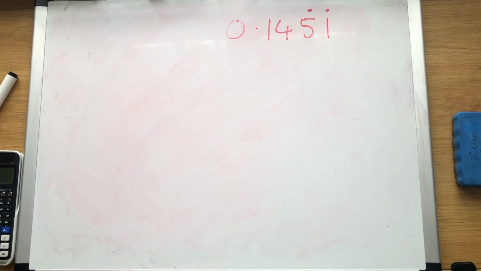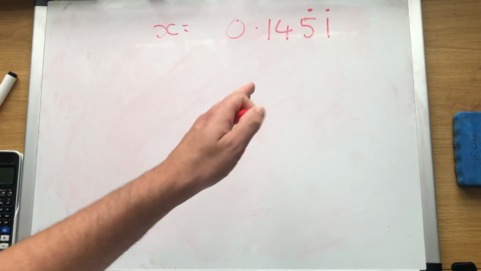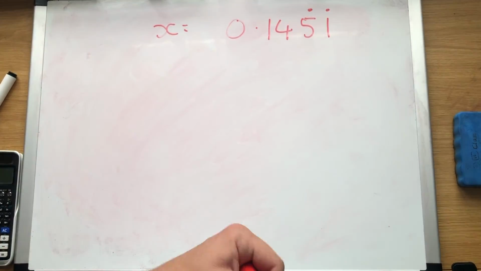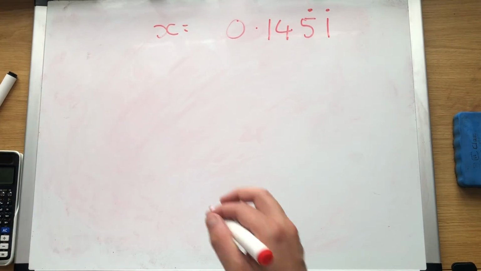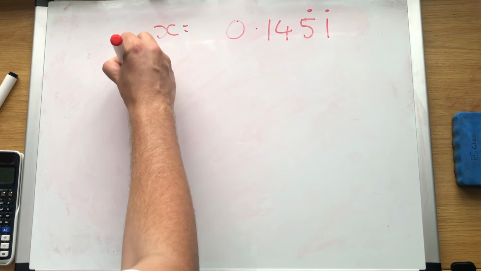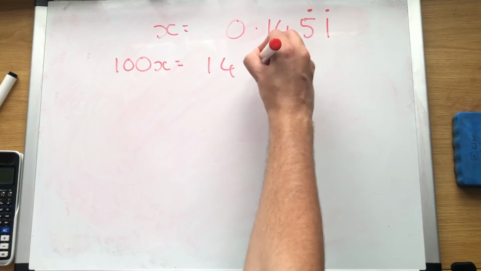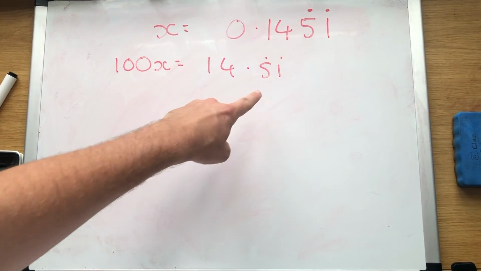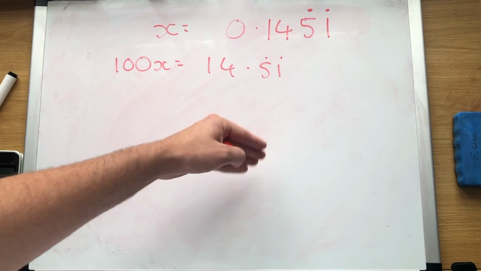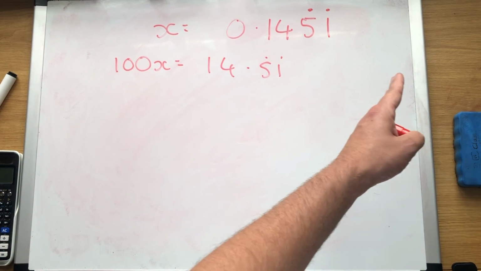Okay, our first step. We know our first step, x equals. Is everything after the decimal place recurring? No, it isn't. So we need to make sure it is recurring. We need to move it 1, 2 to the left. So 1, 2, 0, so 100x. It's going to be 14.51 recurring. Now, we need to see, does everything after our decimal place recur? It does, because it's 51515151.